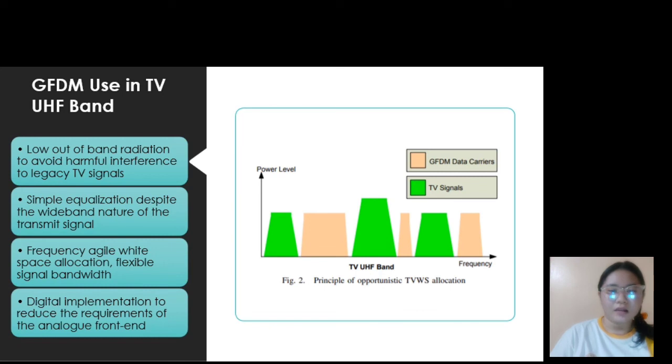Hence, the GFDM transceiver is wideband and addresses the following demands: low out-of-band radiation to avoid harmful interference to legacy TV signals, simple equalization despite the wideband nature of the transmit signal, frequency agile white space allocation and flexible signal bandwidth, and digital implementation to reduce the requirements of the analog front end.